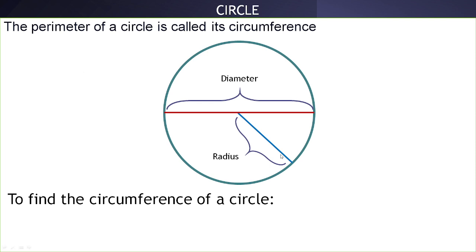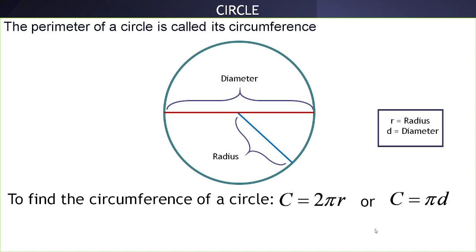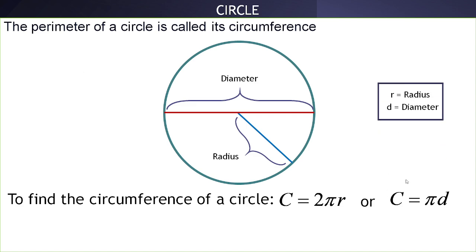Basically, a radius is half the diameter. So to find the circumference of a circle, grade 9 learners, we use an equation which is given as the circumference is equal to 2 times pi times the radius, or the circumference is equal to pi times the diameter. So when you look at the two equations over there, R stands for radius and D stands for diameter.